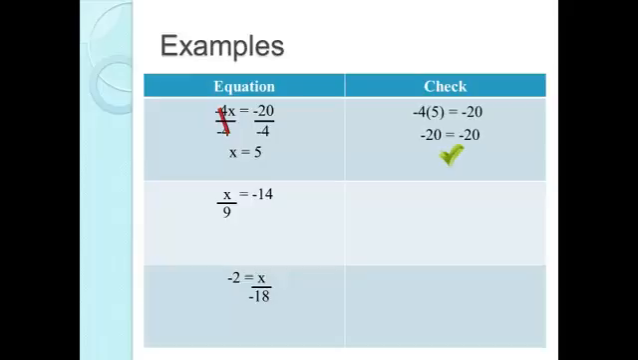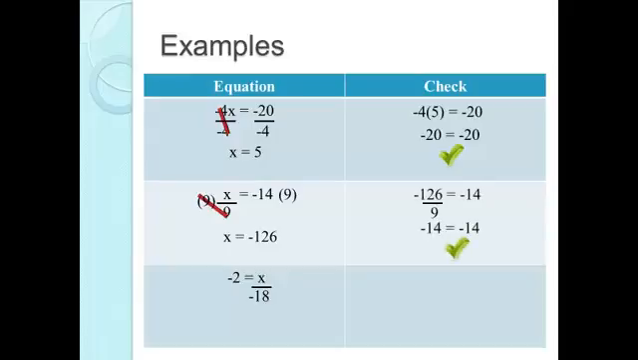Negative 4 times 5 does give us negative 20, so we know our answer is correct. In the second equation, we are dividing, so we will do the opposite, which is to multiply by 9 on both sides of the equation. On the left-hand side, the 9's will cancel each other. On the right-hand side, negative 14 times 9 gives us negative 126.